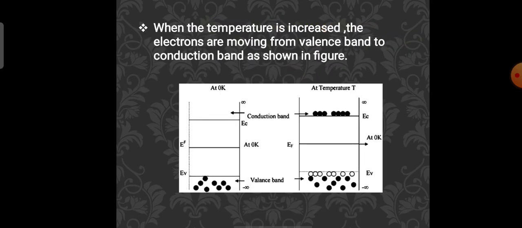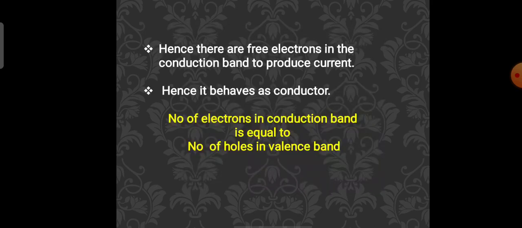When the temperature is increased, the electrons move from valence band to conduction band. See this diagram. The first diagram is at 0 Kelvin. Here the two bands are there, valence band and conduction band. The valence band is fully filled and the conduction band is empty. But when the temperature is increased, the electrons from valence band move to conduction band. Hence there are free electrons in the conduction band to produce current, and it behaves as a conductor. From this, we can conclude that at 0 Kelvin, the semiconductor behaves as an insulator. When we increase the temperature, the semiconductor behaves as a conductor. In intrinsic semiconductor, the number of electrons in conduction band is equal to the number of holes in valence band.